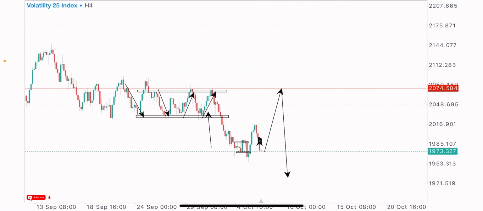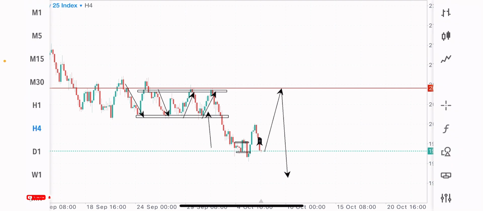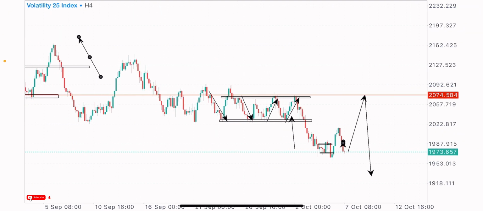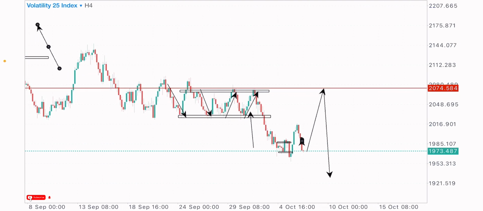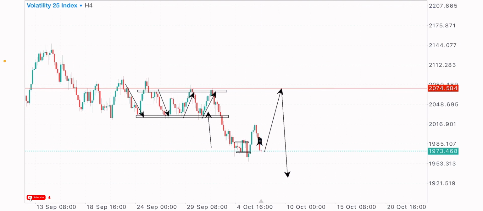So that's what's behind key levels and support and resistance levels. Learn to identify them properly. Trust me, you'll have an edge in the market.